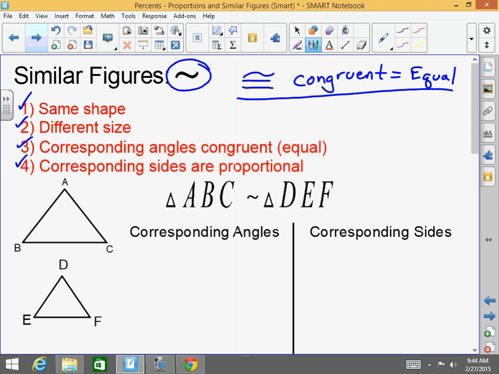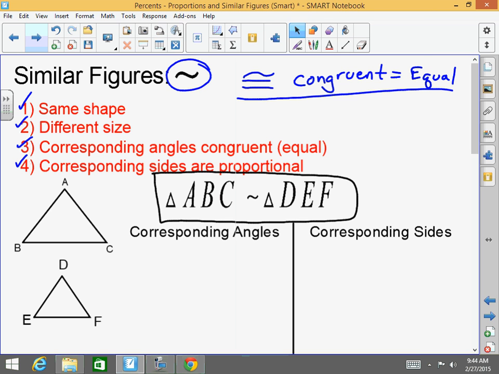Now, before I can explain to you how that works, we got to talk about what corresponding means. Whenever you're trying to find corresponding angles or corresponding sides, you never look at the figure. You always look at the letters that they give you. Let me explain what I mean. Here I tell you very clearly, triangle ABC is similar to triangle DEF.